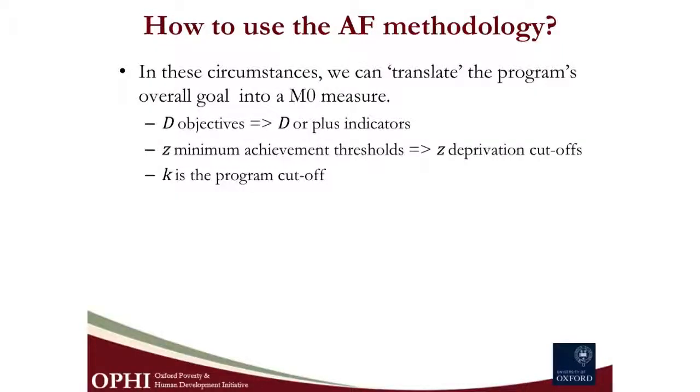So in these circumstances, when you can define your policy in terms of those parameters, you can just translate it to an M0. Where you have the objectives, for an objective you might have more than one indicator. You have the minimum thresholds, my poverty cutoffs, like I want every child to be attending school, for instance. So you know this. And you have this K, so if you tolerate that the household has 1 or 2 deprivations out of all that you are trying to tackle. And this you already know.